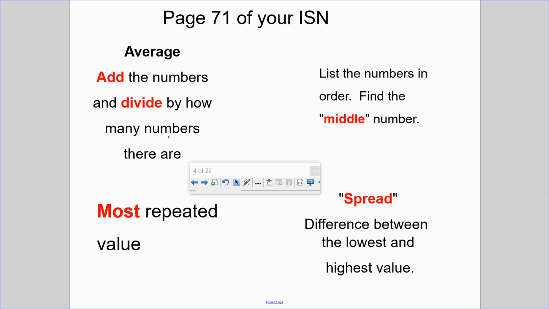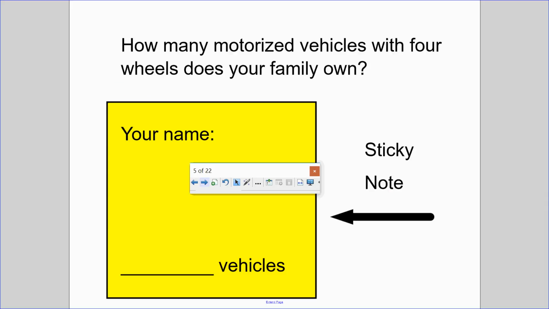So now we're going to use these four key words to help us out. We're going to do a survey where you count the number of motorized vehicles with four wheels your family owns. I have one vehicle. That's me. Some people, I know there's an insurance agent at our school who owns about 10 or 12 cars, I believe.